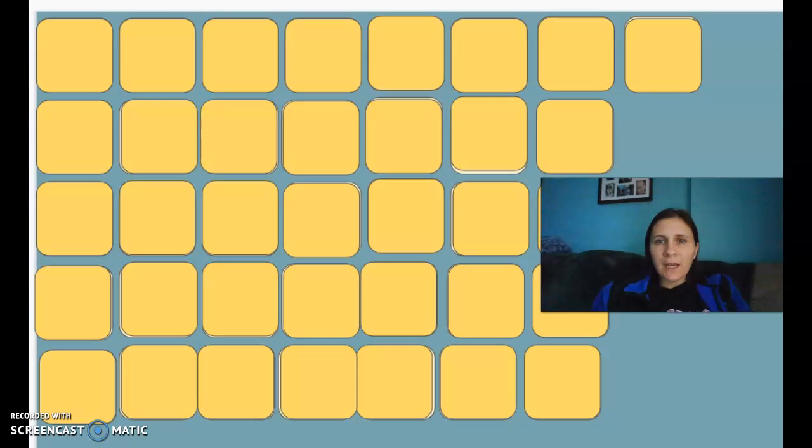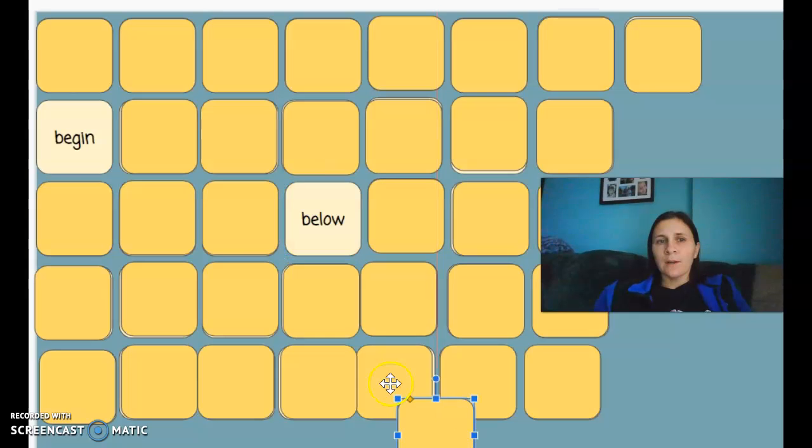Hi, third graders. For today's phonics activity, you're going to be playing a memory or concentration game, and you're going to be looking for antonyms. You'll play with a partner. You and your partner will take turns moving two cards to see if you can find two words that are antonyms. So all you have to do is click and drag the top part off of each word.